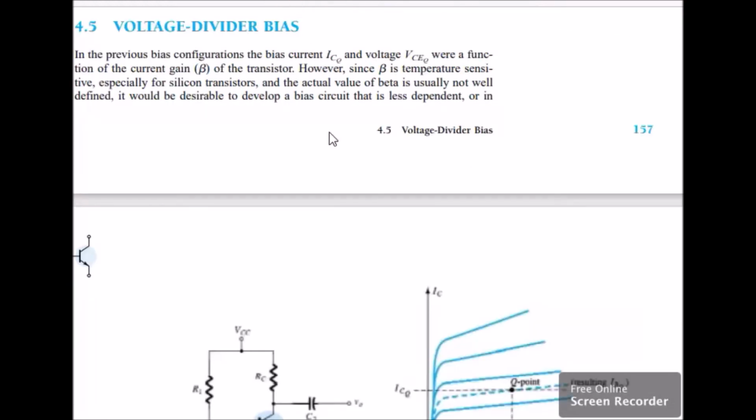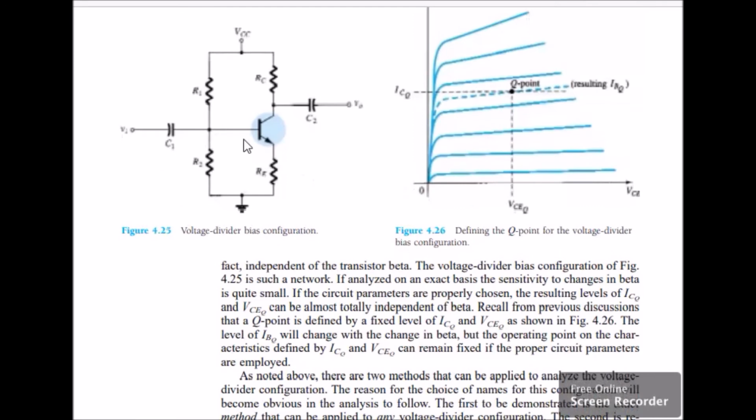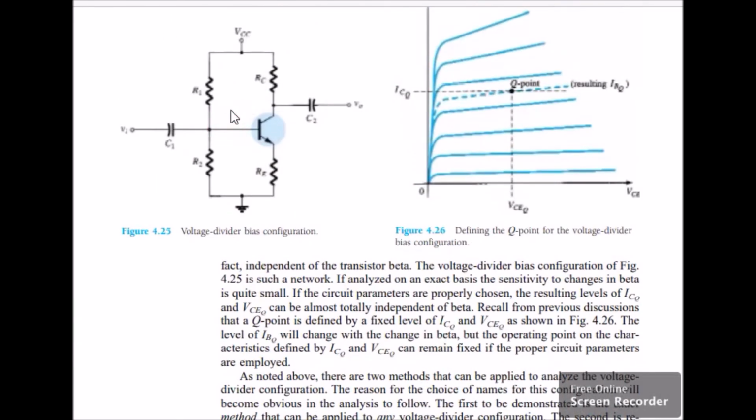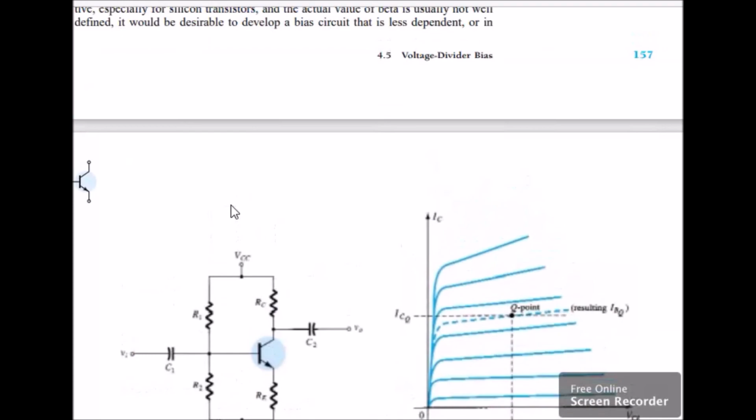Isa pang pinaka-common na configuration for your BJT is itong ating voltage divider bias. Sa voltage divider bias, ganito po yung itsura niya. Okay, what's new? So, meron ka pa rin RC, meron kang RE, pero pagka ganito, again, ihiwalay mo tong VCC. Kung titingnan mo, meron ka ng dalawang resistor dito sa iyong base. Okay, so this one, kapag draw mo siya, ganito yung magiging itsura niya. Now, unlike before na meron ka lang isang resistor dito, walang R2, ngayon may R2 na. Kapag ganito, okay, this is called voltage divider.